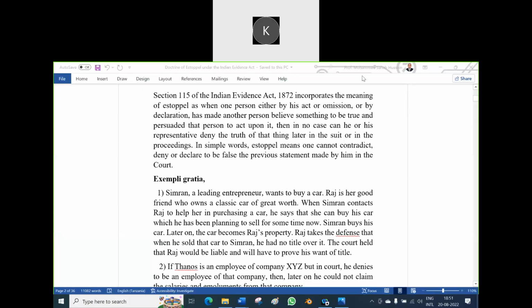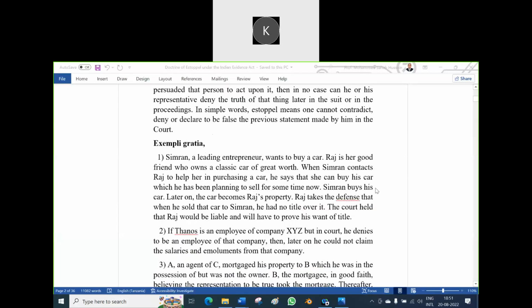So I'm giving some simple examples here. If Thanos is an employee of company XYZ, but in court he denies being an employee of that company. First he says that he is an employee of XYZ company, then he later denies it. Then he cannot claim the salaries and emoluments from the company later, because he has already denied that he is an employee.